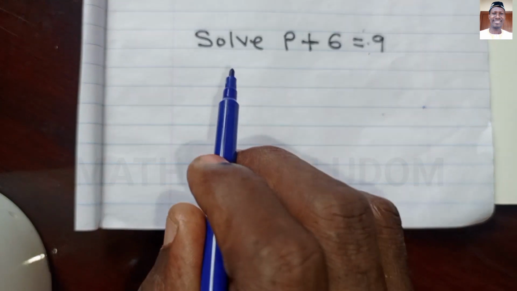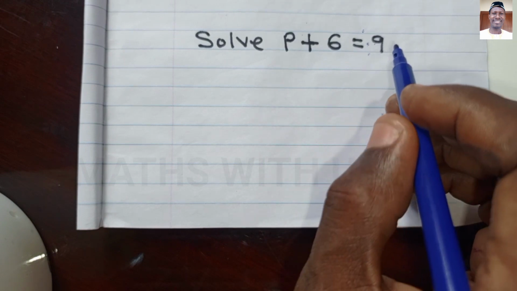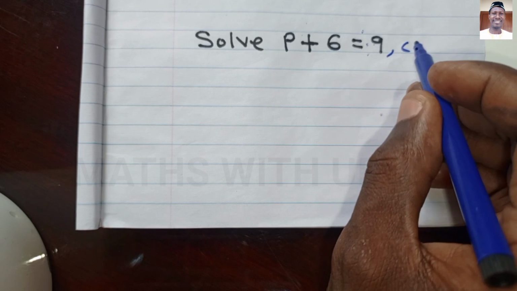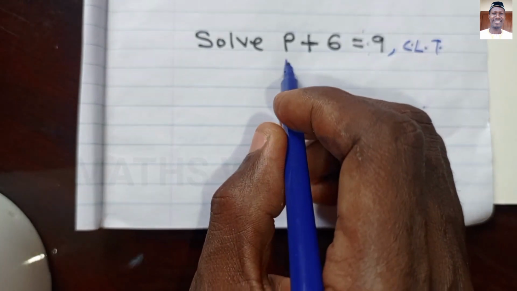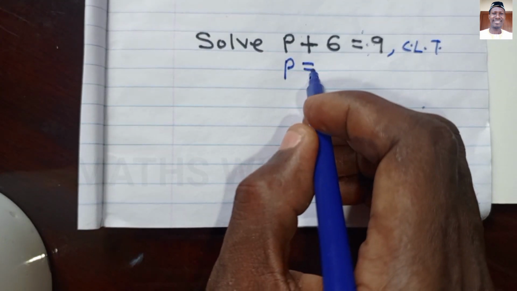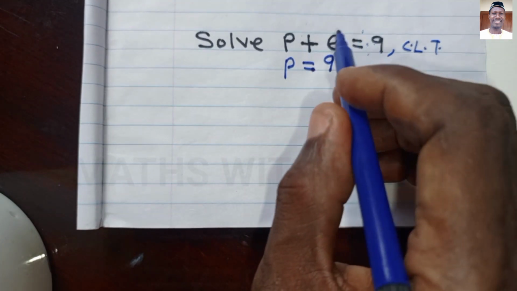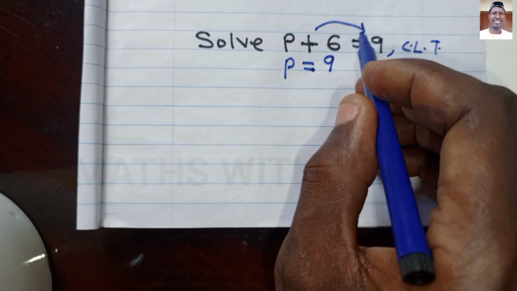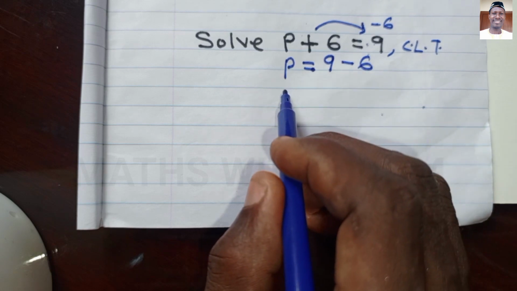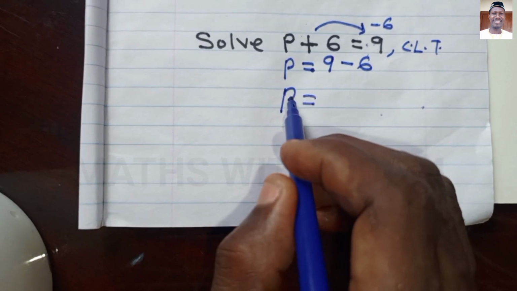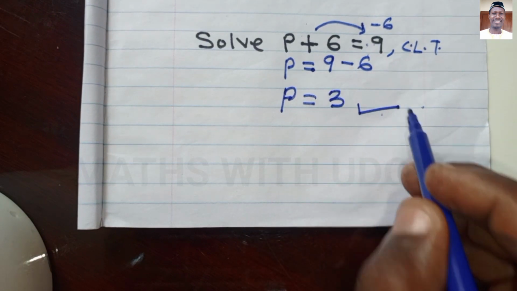Hello, we have to solve this equation. Solve p plus 6 equals to 9. So the first thing to do is to collect like terms. When you collect like terms, we have p is equal to 9. The plus 6 will cross over to the other side, and the sign will change from positive to negative 6. So we have negative 6 here. So then we have p is equals to 9 minus 6 is equal to 3. So this is our correct answer.